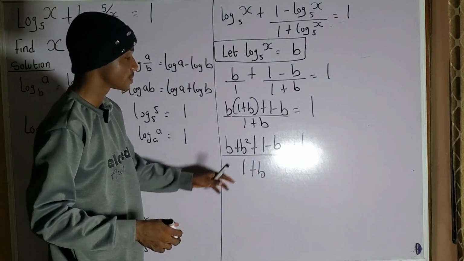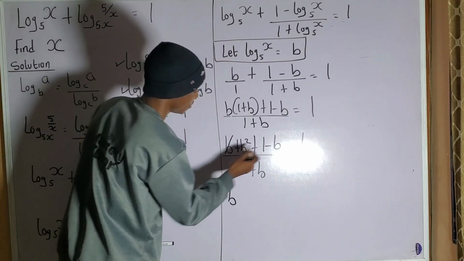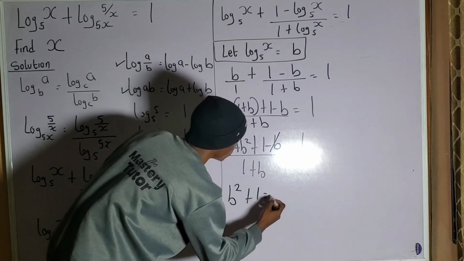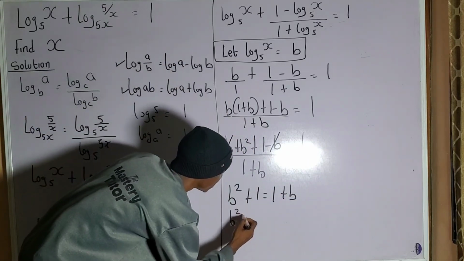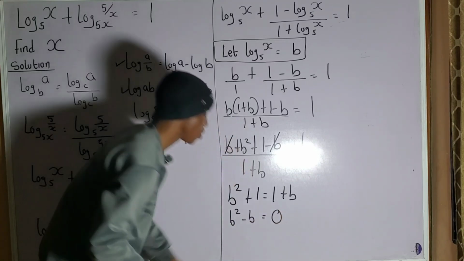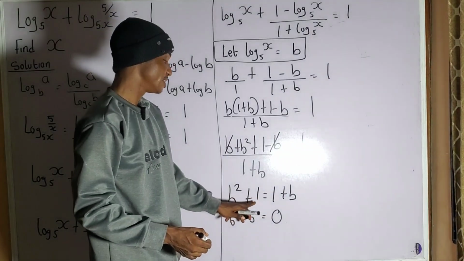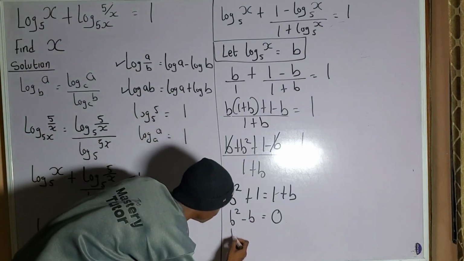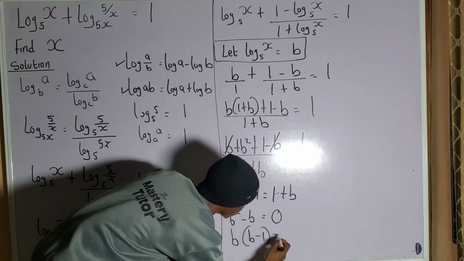Okay. Now, having gotten to this point, let's proceed. We eliminate the denominator, so I'm going to have b squared plus 1 equals 1 plus b, because this will multiply this one. So b squared minus b equals 0, because when this crosses the equals sign it becomes negative, and this one will cancel this one, so I will have 0 here. Now factorize. I'm going to have b multiplied by (b minus 1) equals 0.